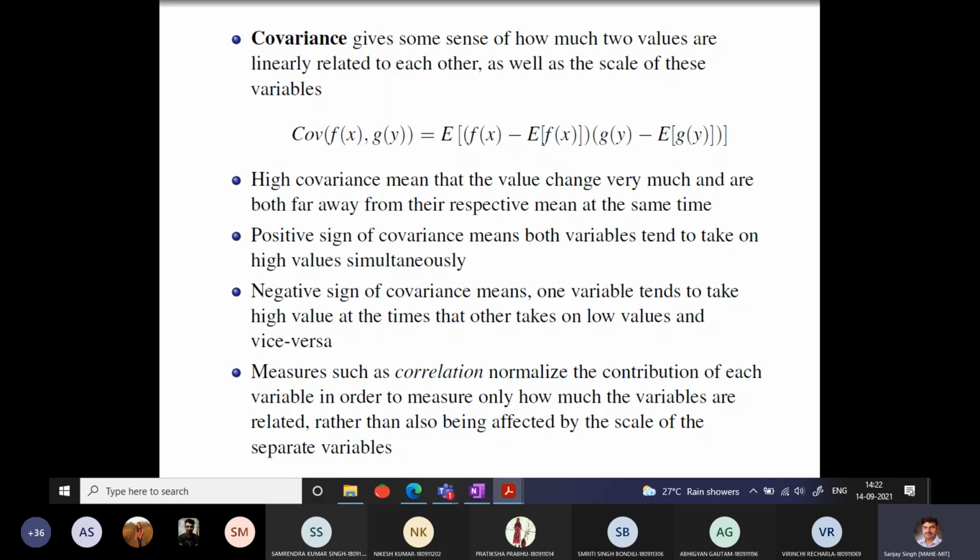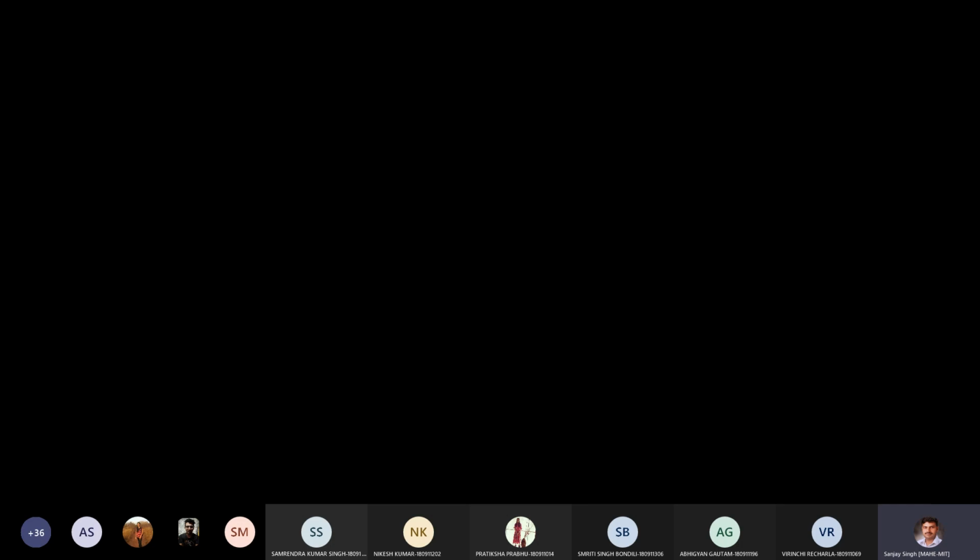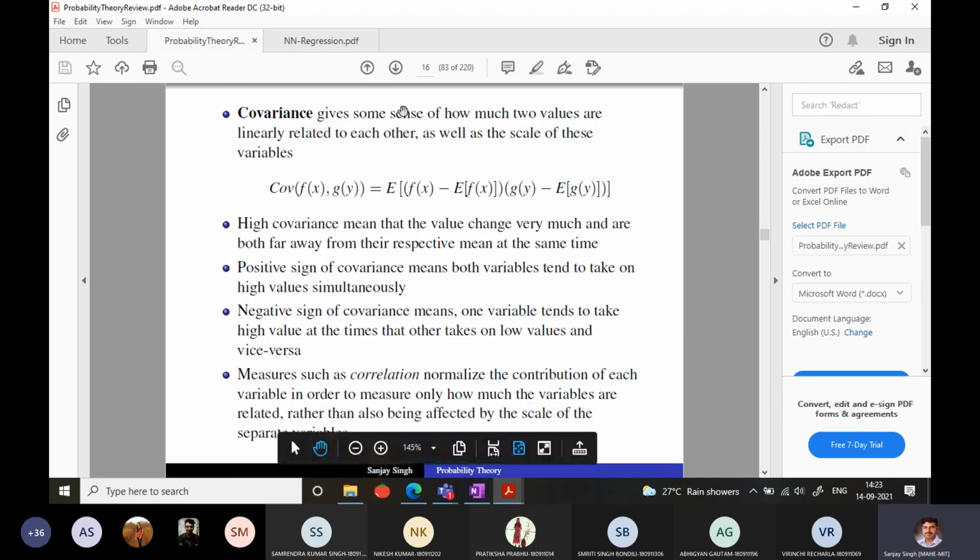So there are many things, but for today's class, this much is enough. I'll start with this. We wanted to know what the probability space is, what the probability axioms are, what conditional probability and independence are, and then expectation, variance, and covariance. And with this, we'll start now.